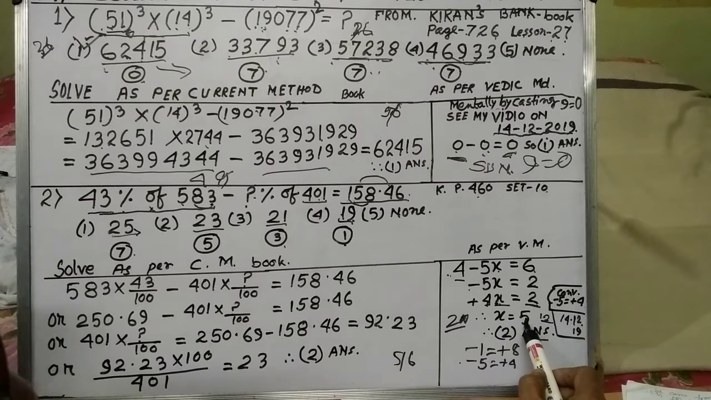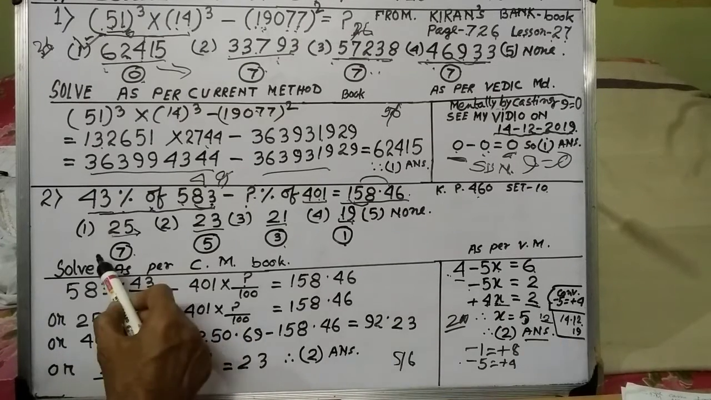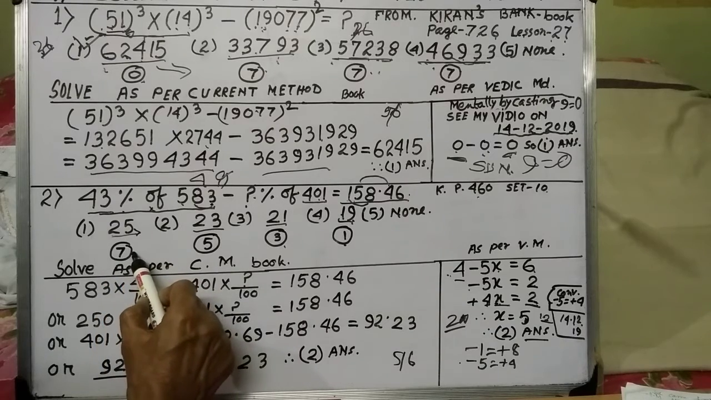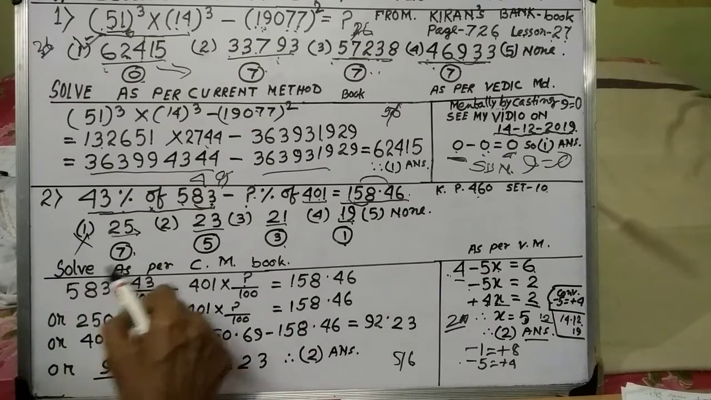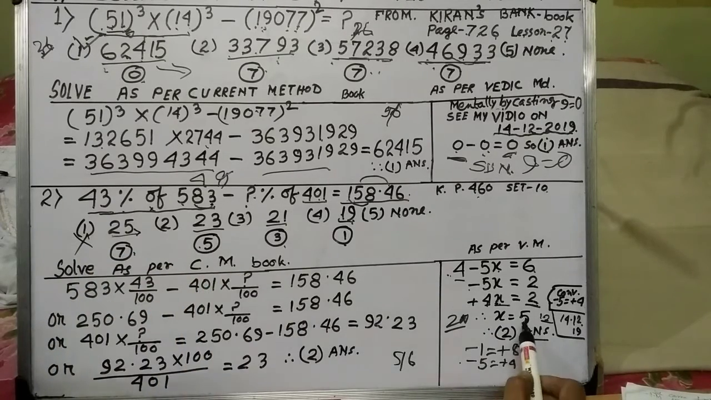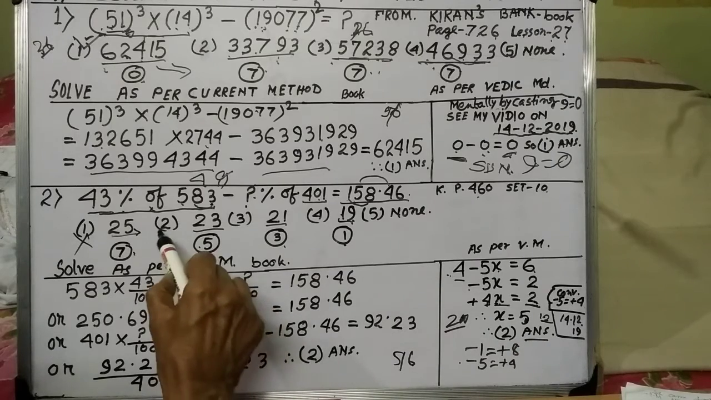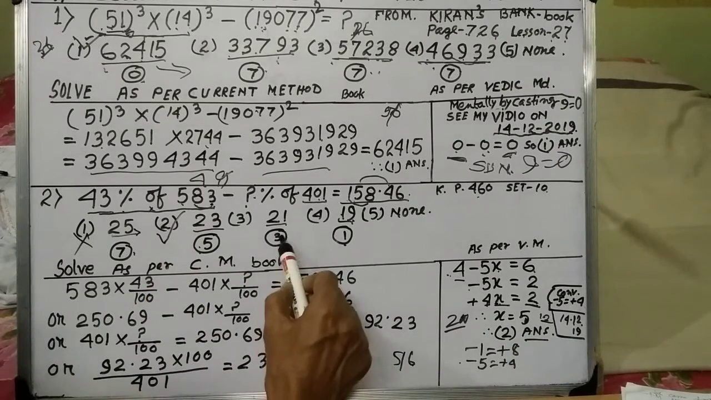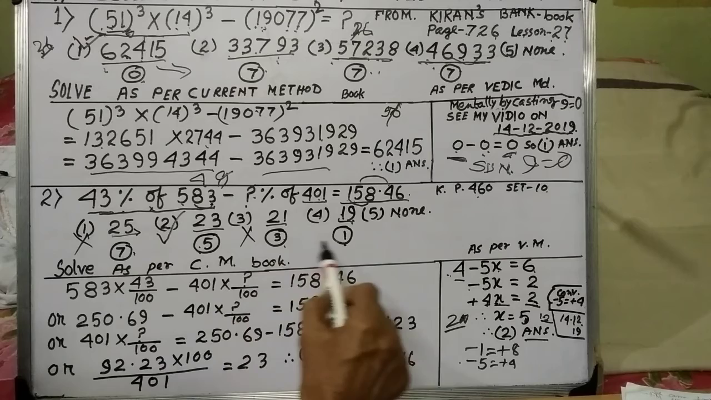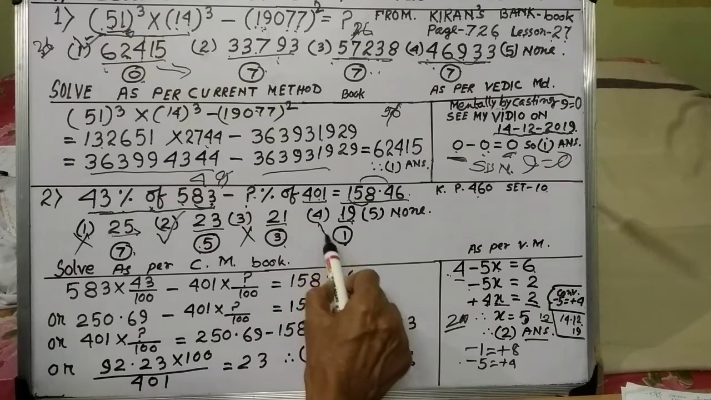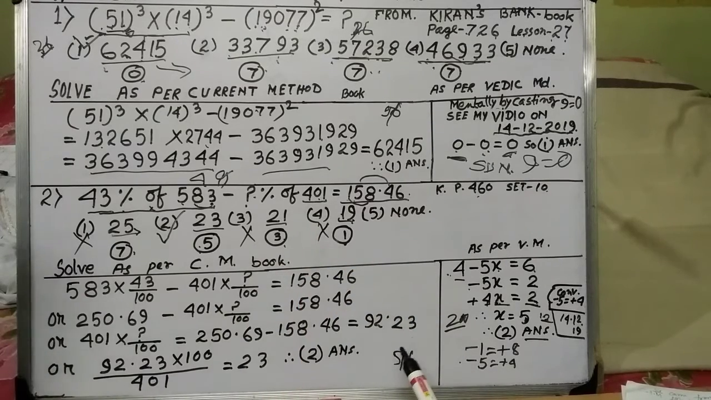So we will see which option casting is 5. Here by casting it is 7, so it is not our answer. Here we need 5, and here casting is 5, so 2 is our answer. Here 3 by casting it is not our answer. Here 1 by casting it is not our answer. So within 5-6 seconds we can do it easily.